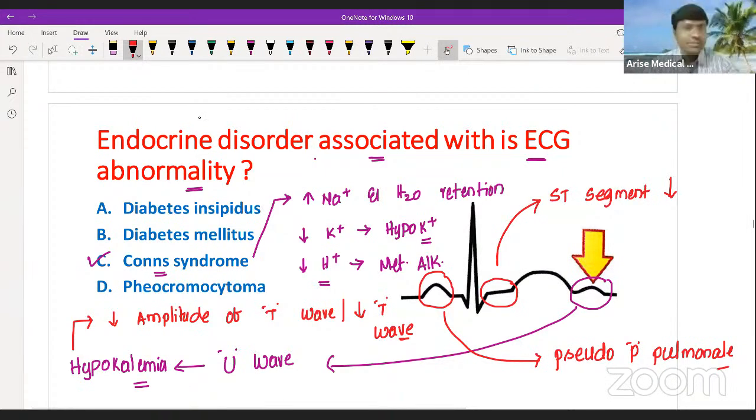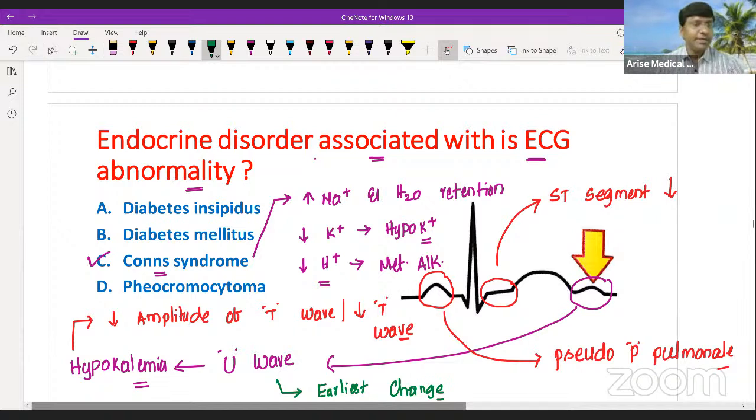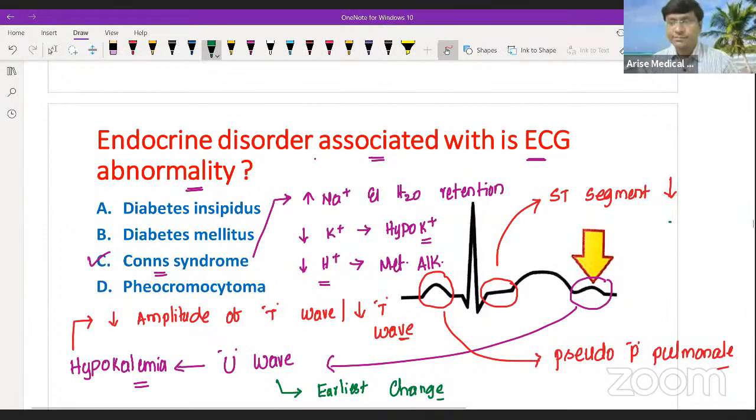But definitely, yes, the appearance of the U wave is the earliest change. The earliest change is the appearance of a prominent U wave. Next, we will move on to the next image-based question.